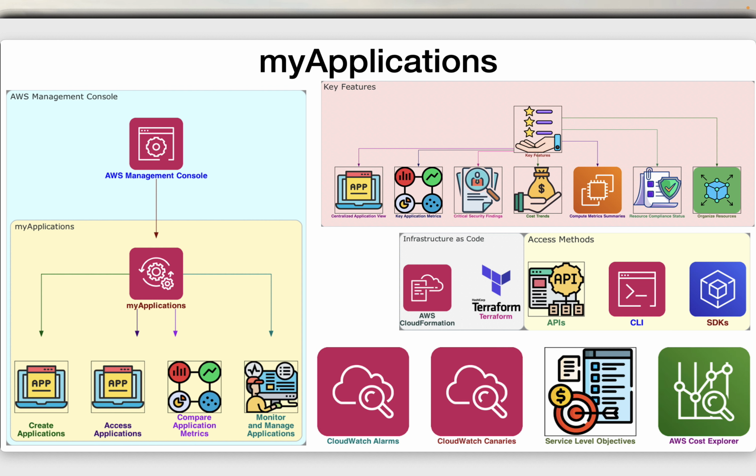Users can assess application health and performance using alarms, canaries, and service level objectives from Amazon CloudWatch, findings from AWS Security Hub, and cost trends from the AWS Cost Explorer service. They can also find compute metric summaries and optimizations, and manage resource compliance and configuration status from AWS Systems Manager.